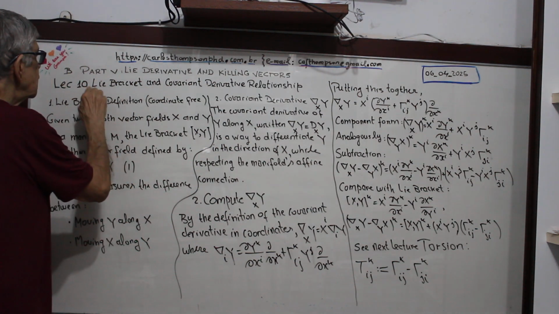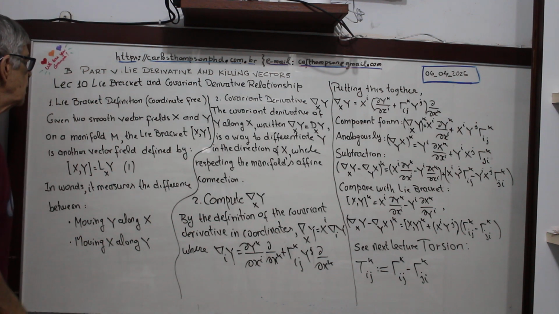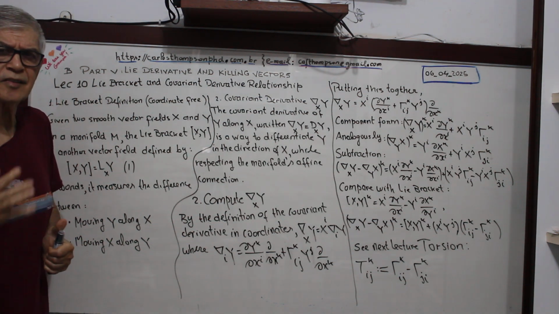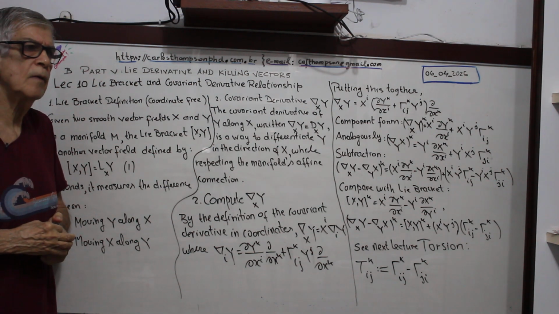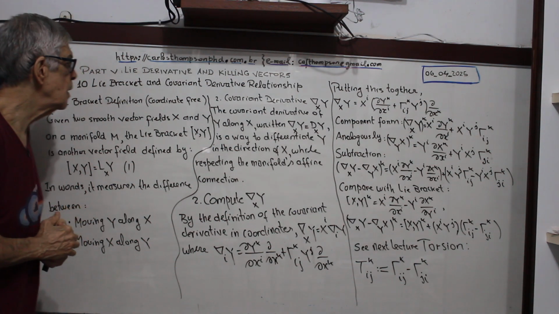Lecture 10, Lie bracket and covariant derivative relationship. In the previous lecture, 9c, we derived the Lie derivative, starting from the definition.